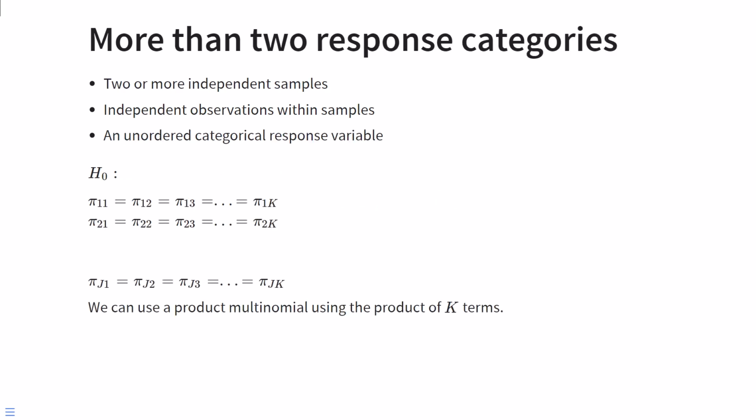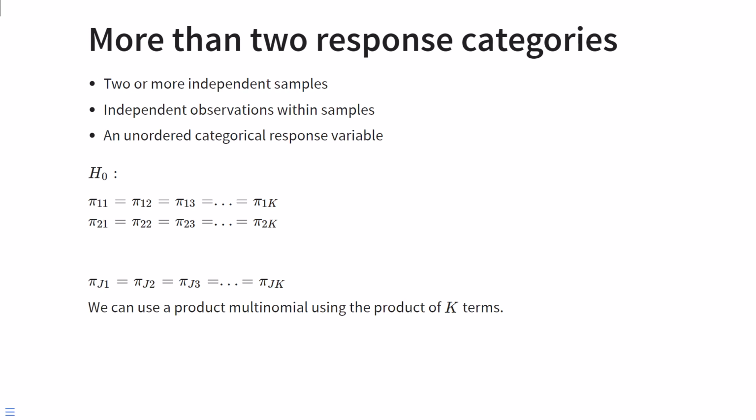What if we have more than two response categories? That is, two or more independent samples, independent observations within samples, and an unordered categorical response variable. The null hypothesis here is that the proportion that would fit in a particular response category is the same across all k samples, and that's true for all response categories. In this null hypothesis, we have k samples and up to j response categories.